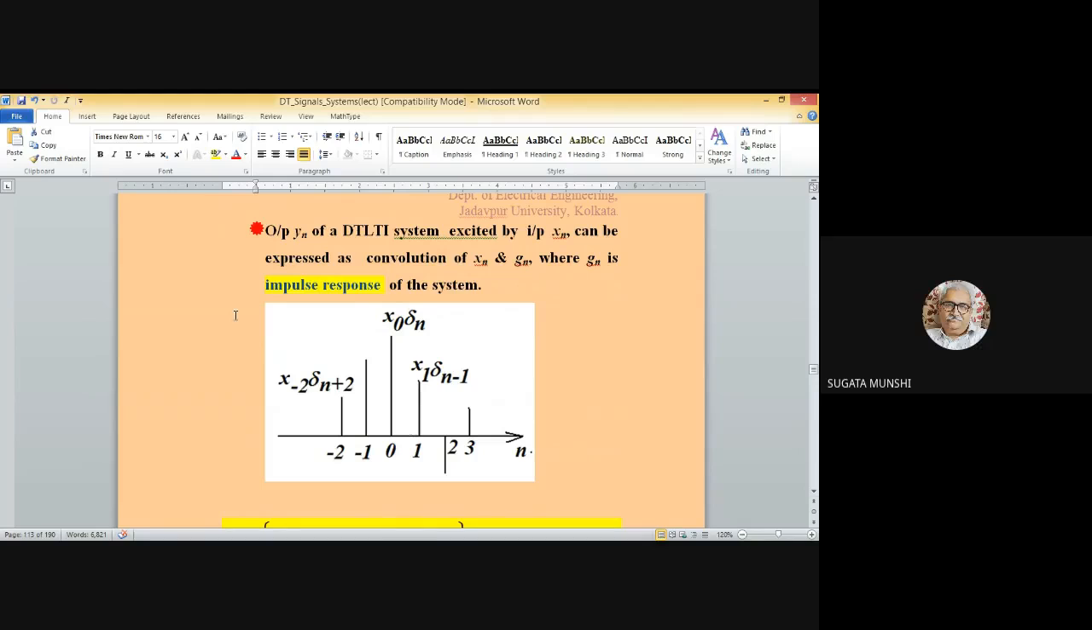I have written here: output y[n] of a DTLTI system excited by input x[n] can be expressed as a convolution of x[n] and g[n]. That the output y[n] can be represented by a convolution, I have tried to prove it from the basic expression, from the fundamentals.